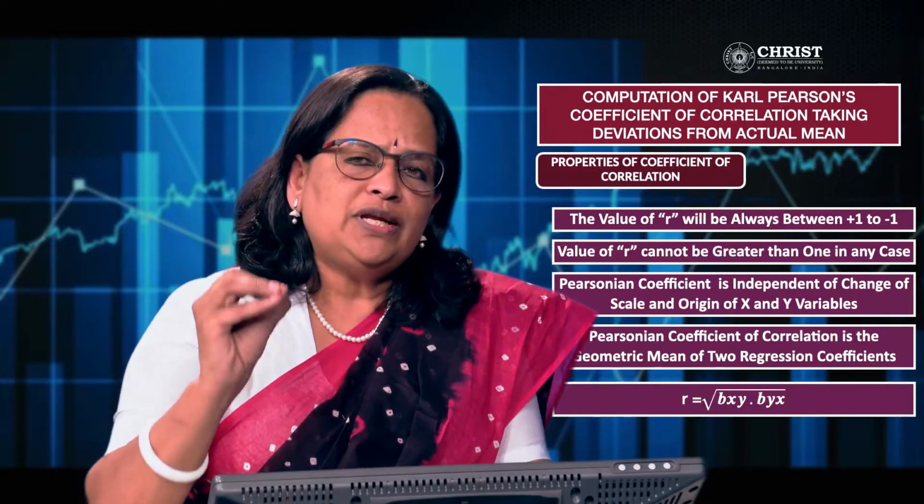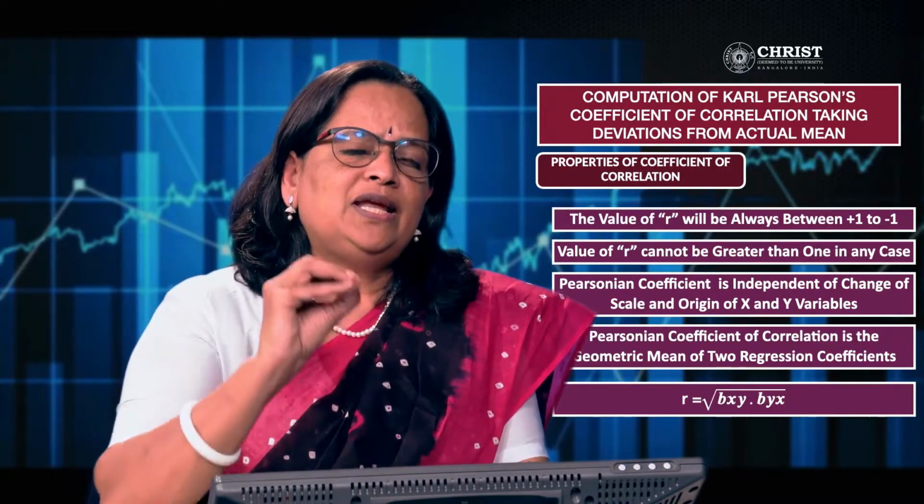Now Pearsonian coefficient of correlation is the geometric mean of two regression coefficients. That means r is equal to root of bxy into byx. This will be useful when we are learning regression coefficients. If you know the regression coefficient values, we can get the correlation coefficient value. So this is an important property of correlation coefficient.